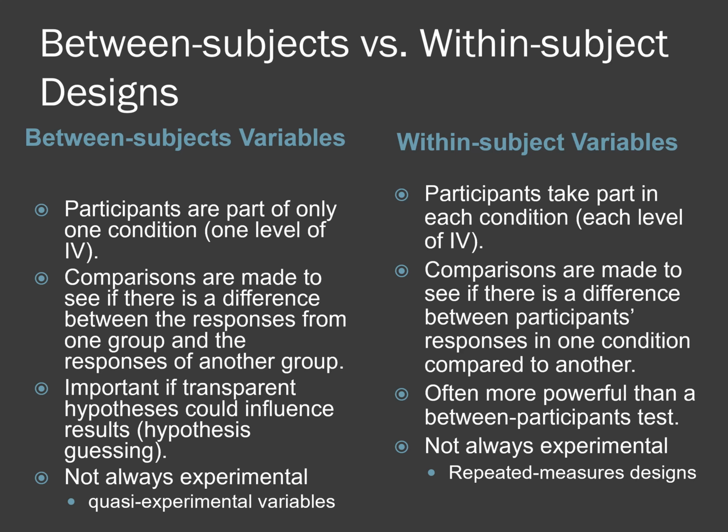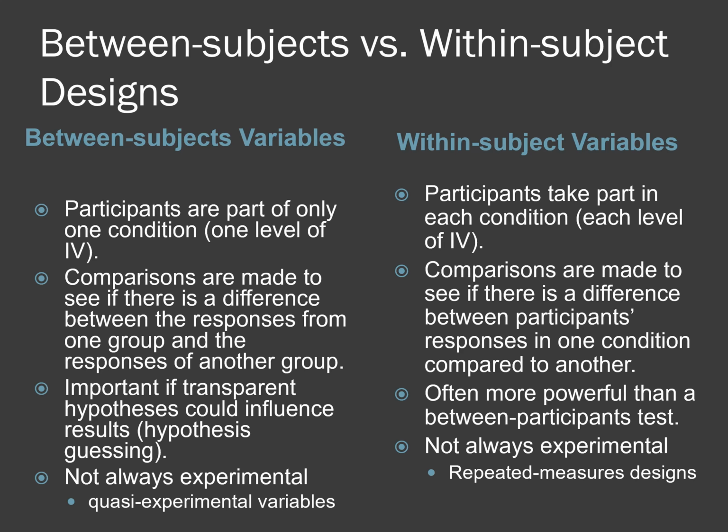These sorts of designs might be necessary in some conditions. In some situations it may be impossible to put people into multiple levels of the independent variable. It also may be important if being in multiple conditions could ruin the experiment, for instance, by making the hypothesis transparent to the participants and leading them to give a certain result. So this sort of design might be important in a number of situations.